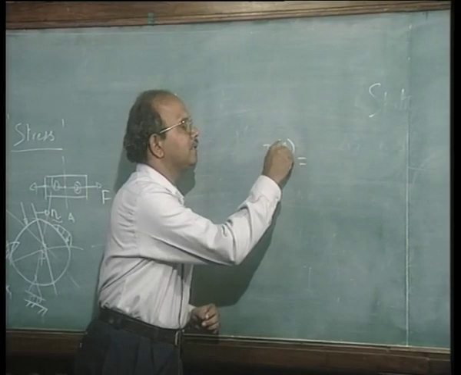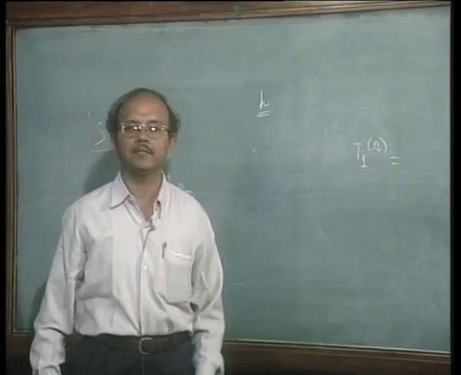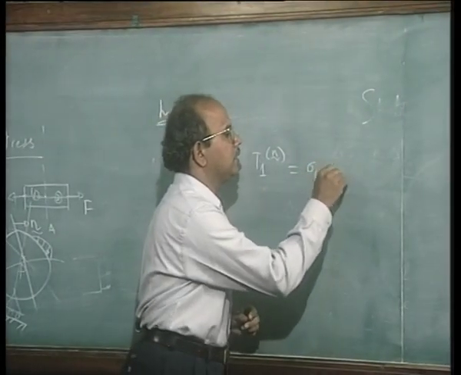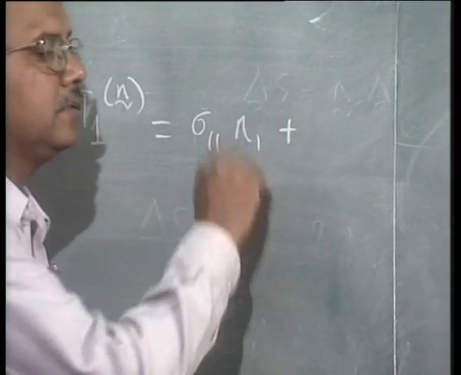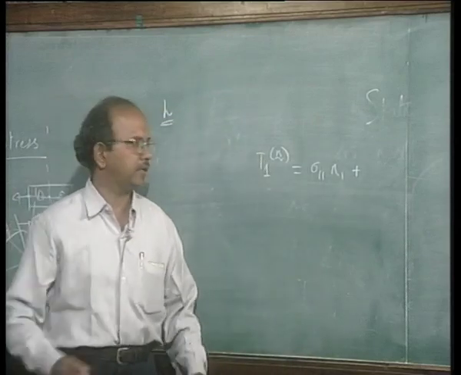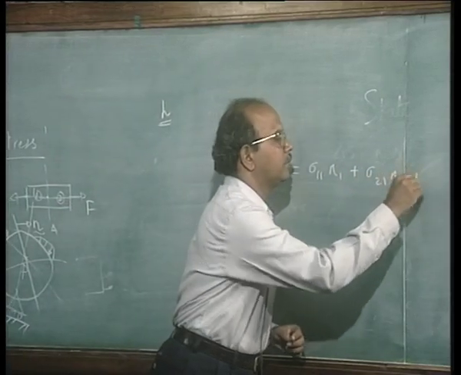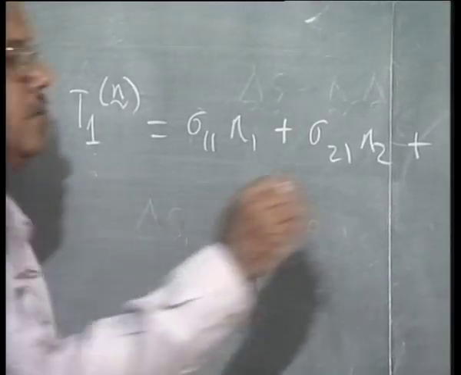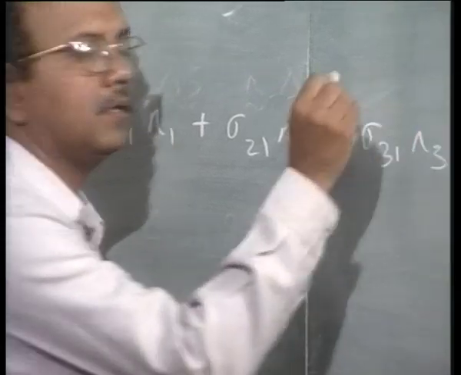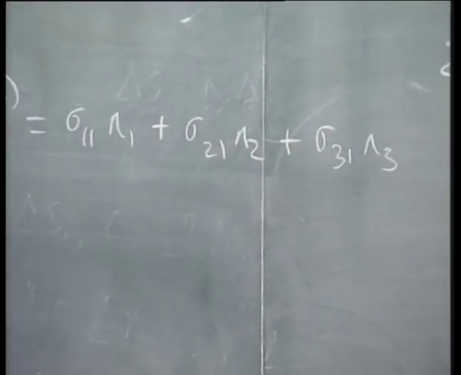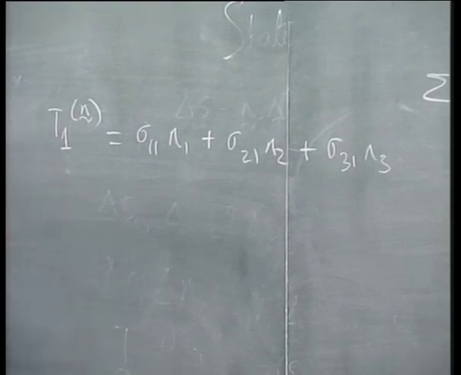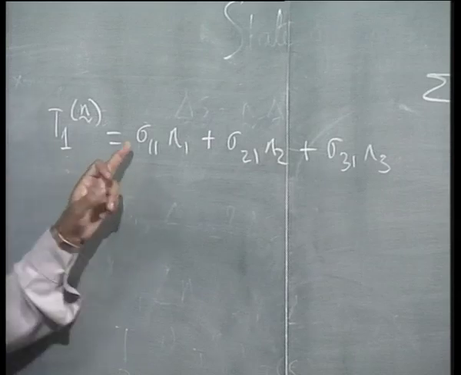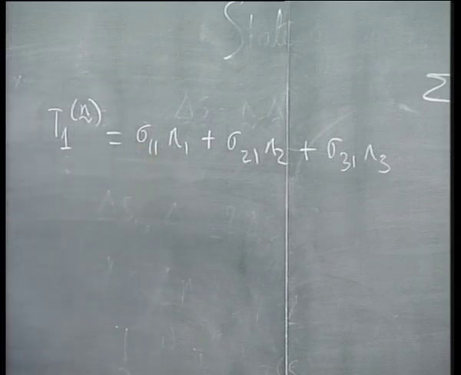Okay, hence I can write T1 of n as sigma 11 n1 plus, what is the second term, sigma 21 n2 plus sigma 31 n3. Same way I can write T2 and T3. How will you write that? What will happen to this? Sigma 12 n2 and so on.